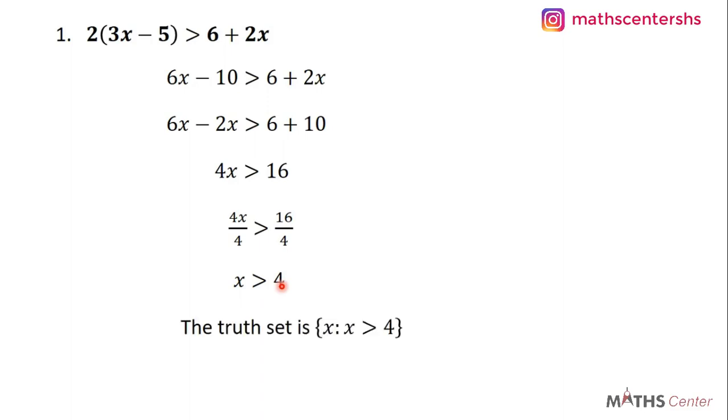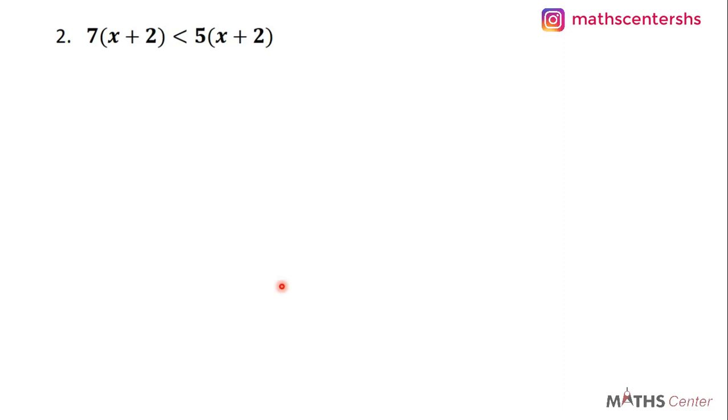So the truth set of this inequality is s such that x is greater than 4. Let's look at the next question. Here we have brackets on both sides of the inequality. We have 7 into bracket x plus 2 less than 5 into bracket x plus 2. Nothing changes. You do it the same way as we were doing in the previous one.